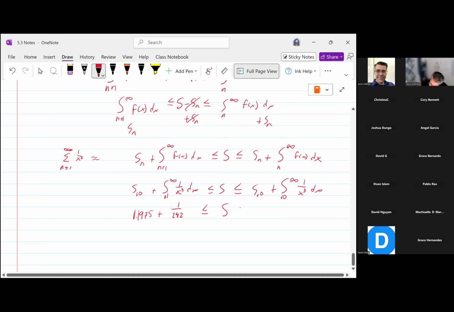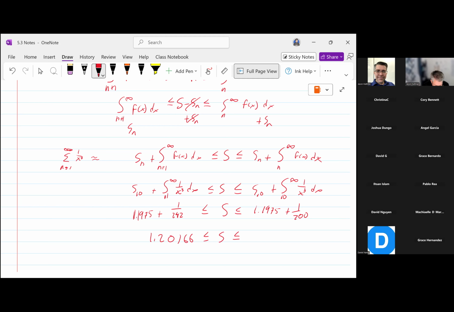So this becomes 1.1975 plus 1 over 200. If we plug those values into our calculator, plus 1 divided by 242, I get 1.20166 is less than or equal to s, which is less than or equal to 1.1975 plus 0.005, which is 1.2025.